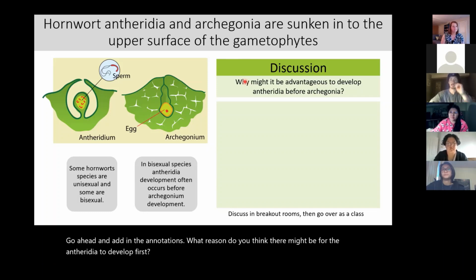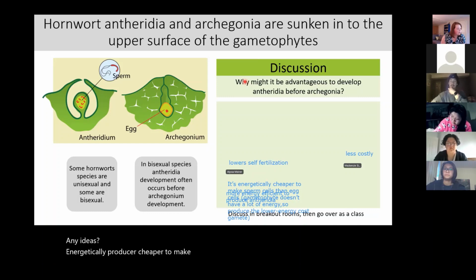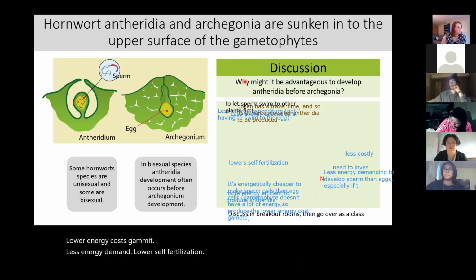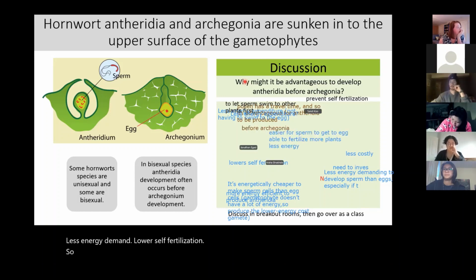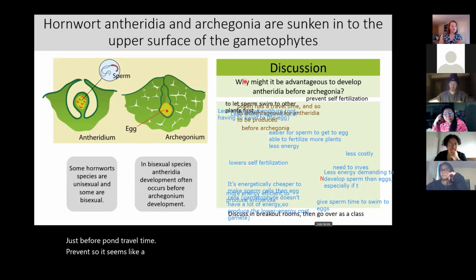Any ideas? Energetically produce cheaper to make sperm cells, lower energy cost gamete, less energy demand, lower self-fertilization. So it seems like, to be produced before pollen has travel time. So it seems like a couple people are on the right track here.